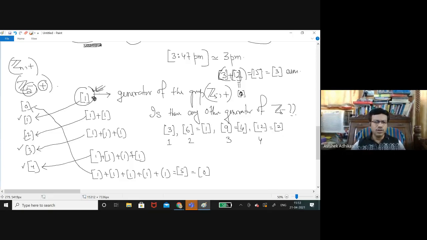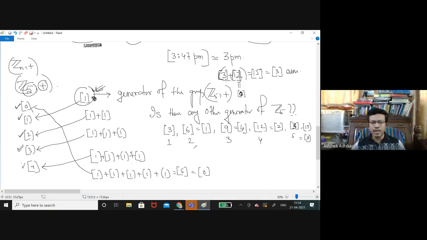Okay, so 2 is also done. Now I add up 5 times. Sorry, class 3 adding up 5 times. That means class 15. And that becomes 0. So I get all the elements. So you can see that 0, 1, 2, 3, and 4.